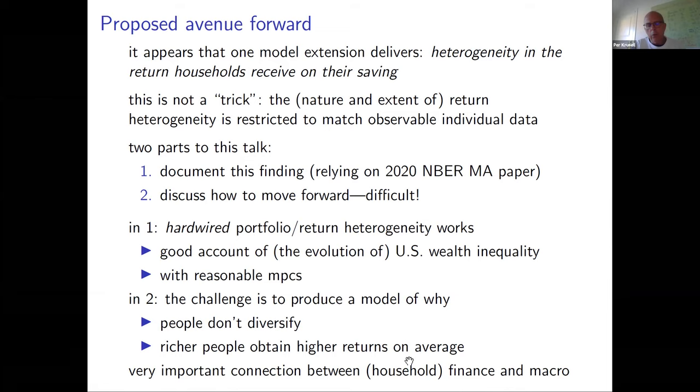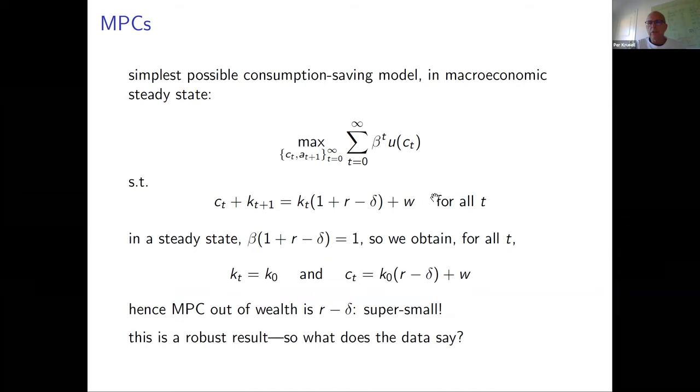I think there's an incredibly important connection between macro and finance, and in particular household finance, because I'm talking mostly here about households, which is not to say there are no other good connections between macro and finance. So just to set the stage, let me introduce the simplest, stupidest model of MPCs. I do that because this is the core that people have in their representative agent models, and because straightforward heterogeneous agent models are not that far from this, so it's still relevant.